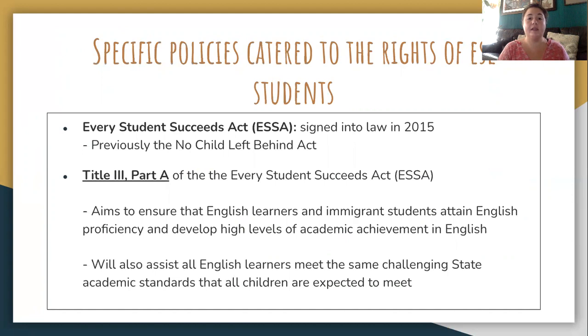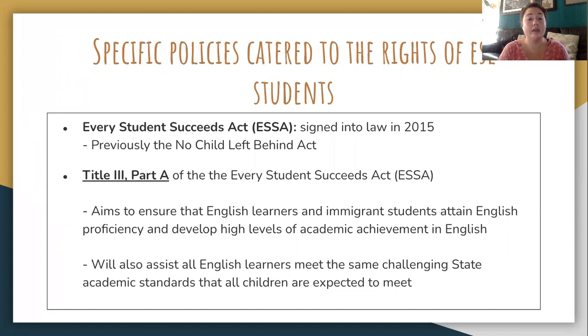First, we have the ESSA, the Every Student Succeeds Act, which was signed into law by Obama in 2015. It was previously the No Child Left Behind Act that mandated that all public schools help ESL students become English proficient. So this is the updated version of that, still aiming to ensure that English learners and immigrant students attain English proficiency and develop high levels of academic achievement in English.